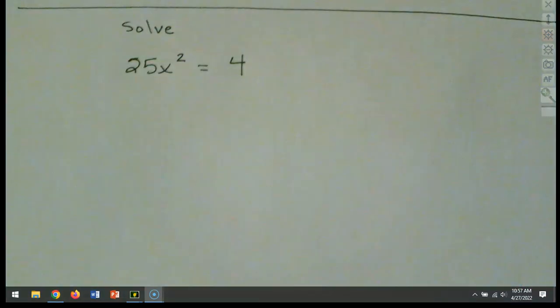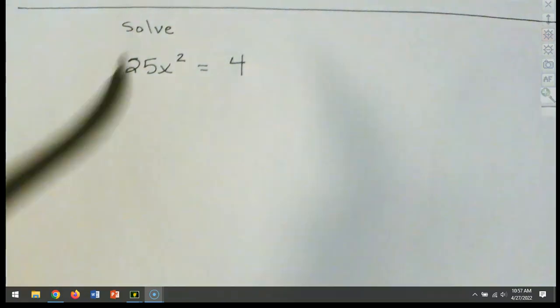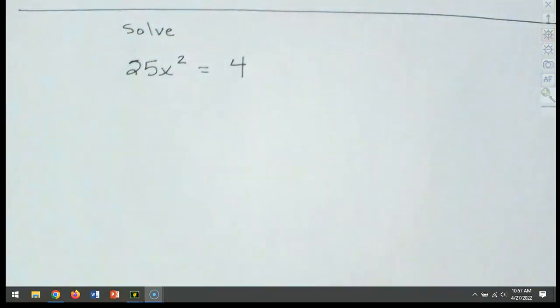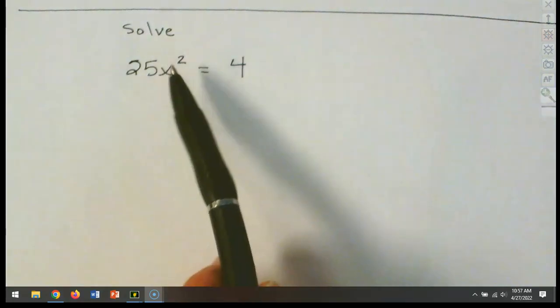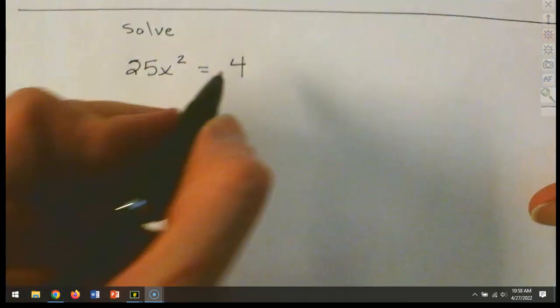Okay, I want you to solve this one. Now, we know we're going to have to set it to 0 and factor it because it's squared. Anytime you have a power or a square, you're going to have to set it to 0. That's what you always do if it's nonlinear. Whenever it has a square or a power or anything like that, it's nonlinear. So that means you solve it by setting it to 0.